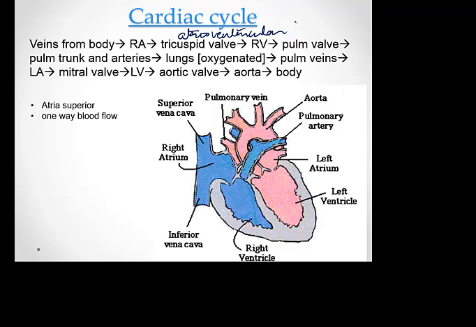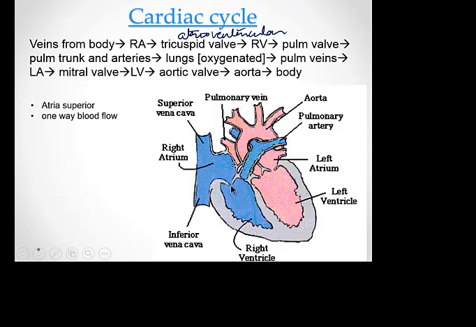Atrioventricular, because it is between the atrium and ventricles. Just like the atrioventricular sulcus is called the coronary sulcus, the atrioventricular valves on the right and left side also have different names. On the right side, it's called tricuspid. The word cusp means leaflets, because these valves have leaflets.